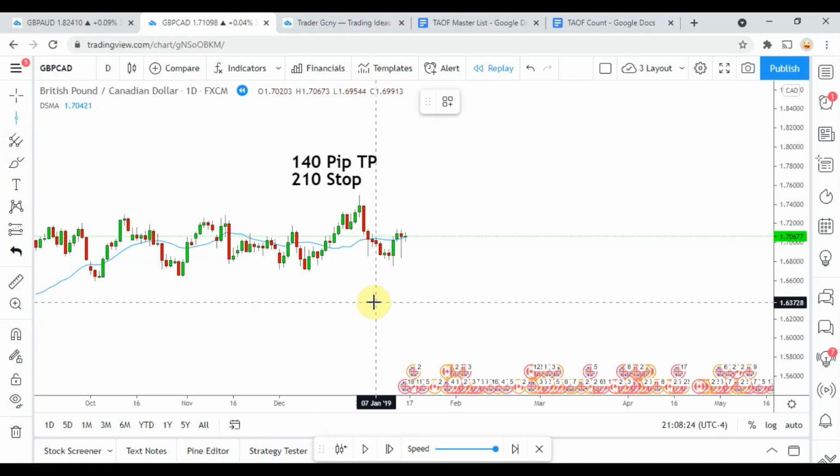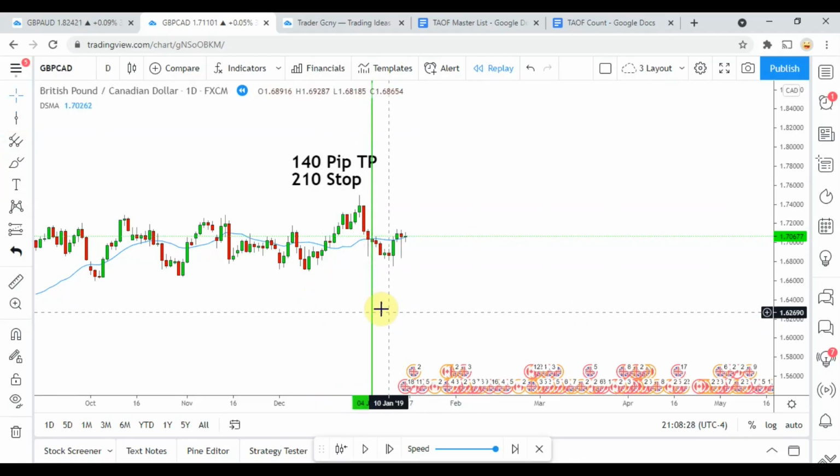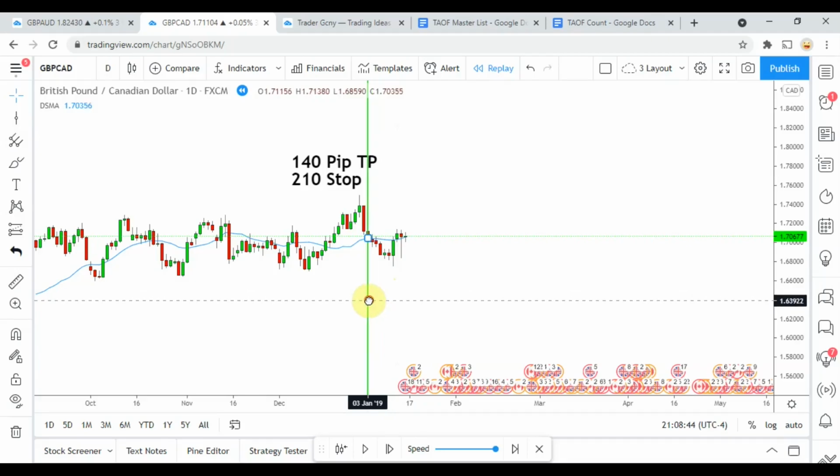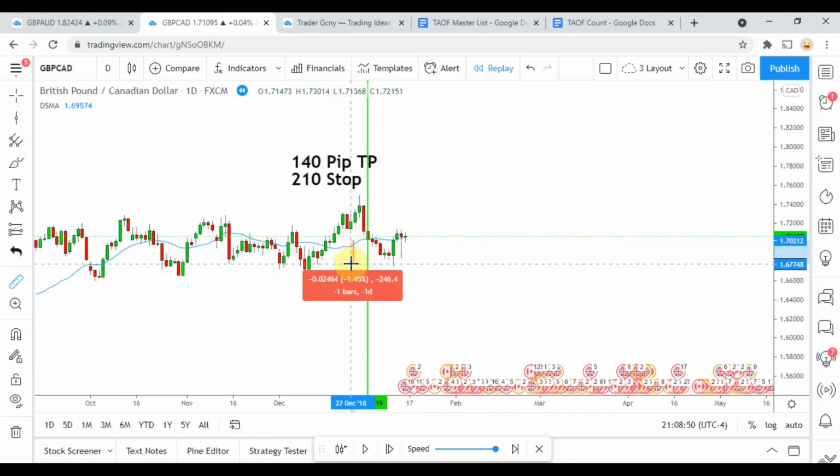All right, so we pick up our first signal right here. Let's see. So double check this one. The close was 70355. The moving average was at 70356. So technically it broke on that one right there, and does appear as though that got us to take profit.